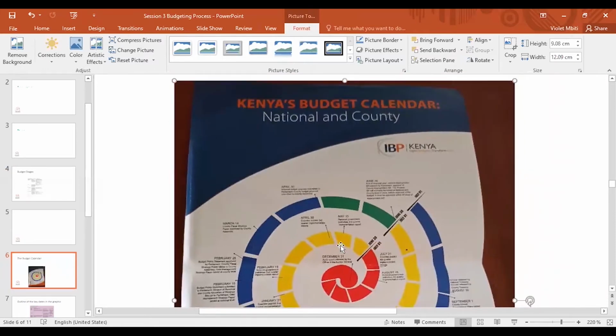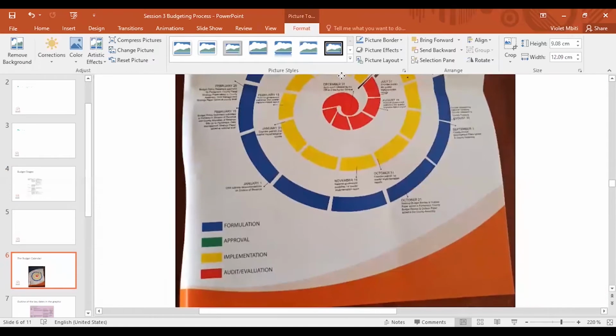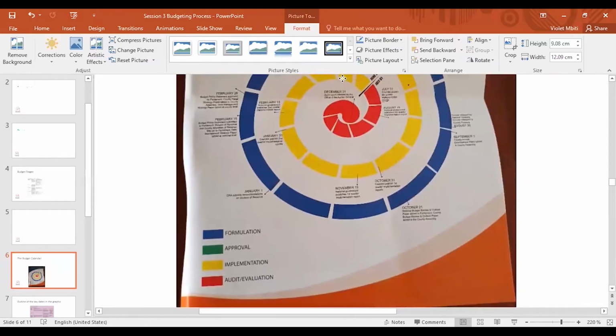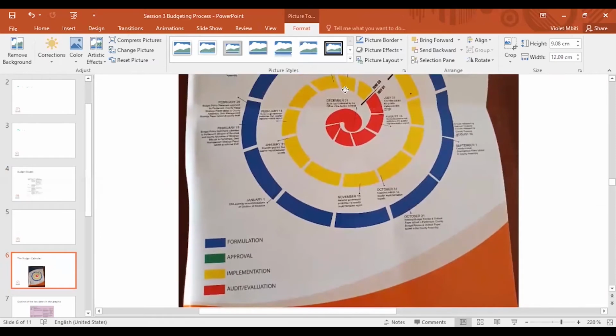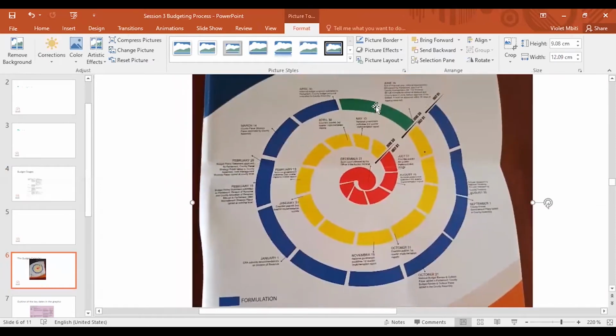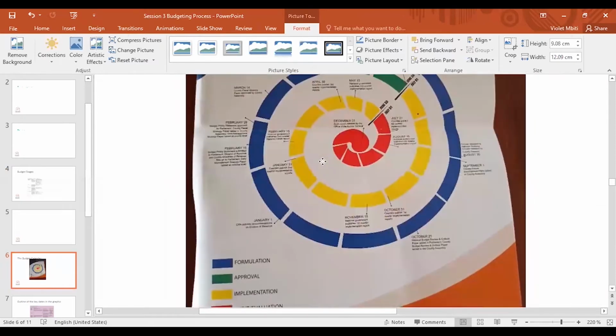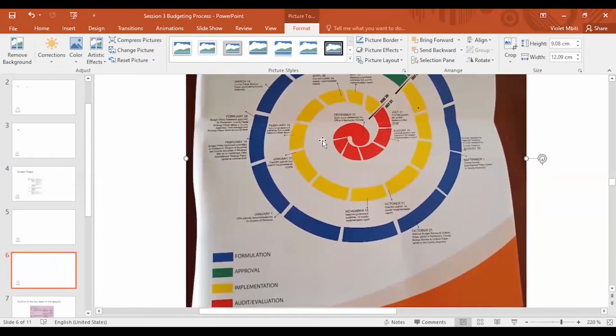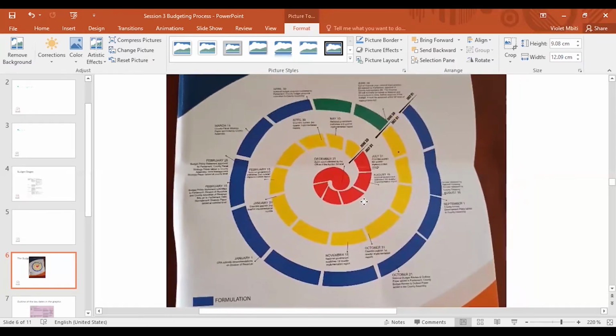So let me zoom in. You can see that the one in blue refers to the formulation stage. The one in green, approval. You can see green here. Yellow, implementation. And red, audit. Okay?